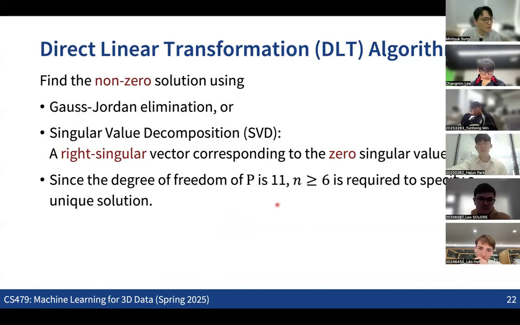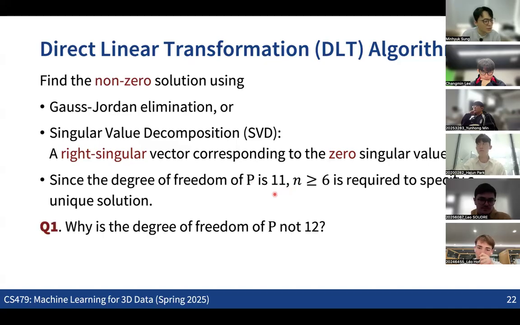But here the question is that the degree of freedom of the matrix P is not 12, but 11. Can you guess why the degree of freedom of P is not 12, but 11? We are losing one degree of freedom. Yeah, because of the scale ambiguity.